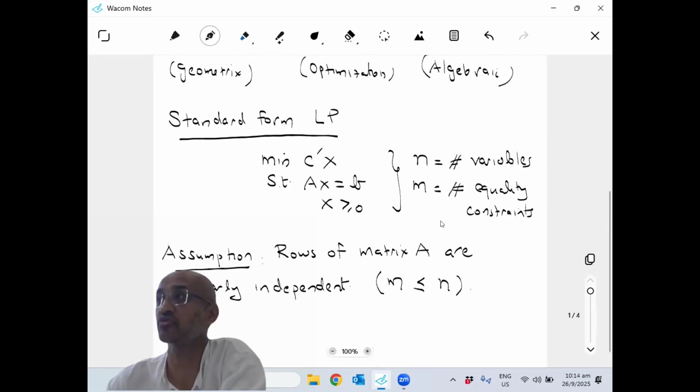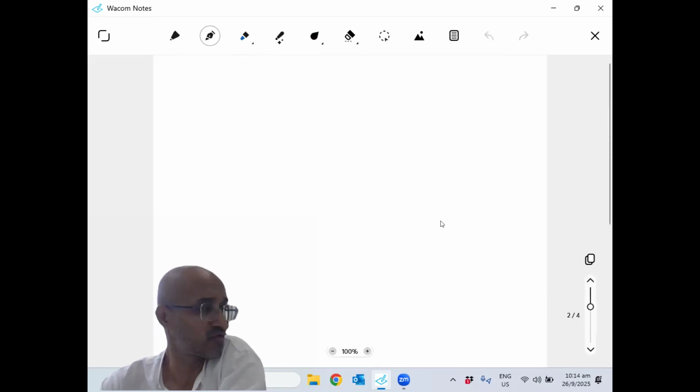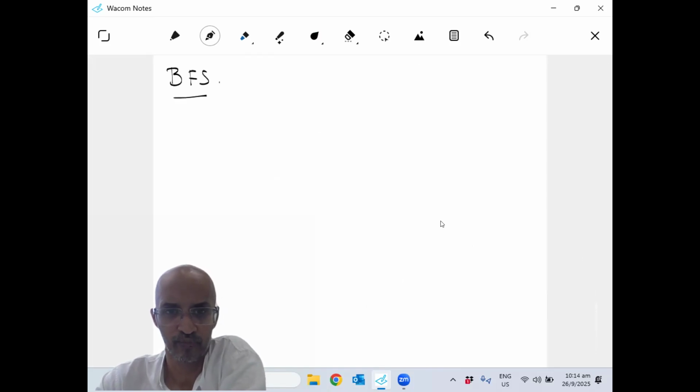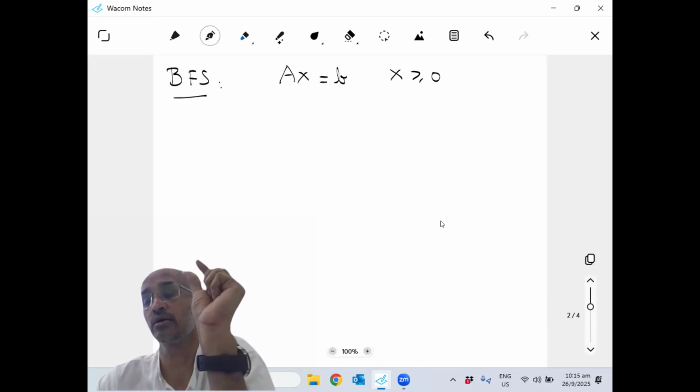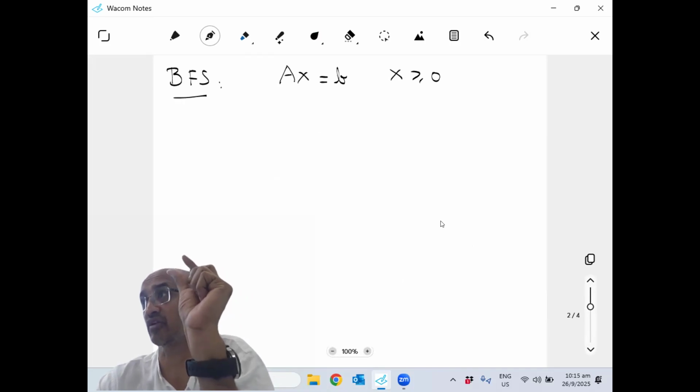So what is a basic feasible solution? Let's define a basic feasible solution. We have two constraints, Ax equal to b and x non-negative, in our polyhedron, in standard form. For a basic feasible solution, I require n linearly independent active constraints.